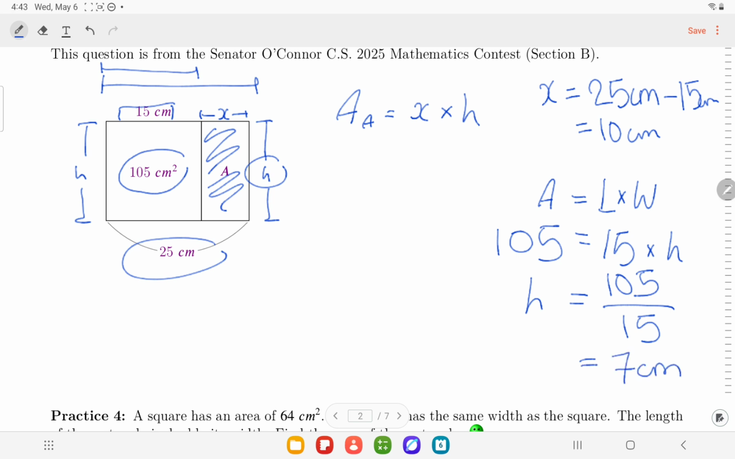So now we can find the area of A simply by multiplying 10 centimeters, which is our X, by 7 centimeters, which is our H. So we end up with 70 centimeters squared.